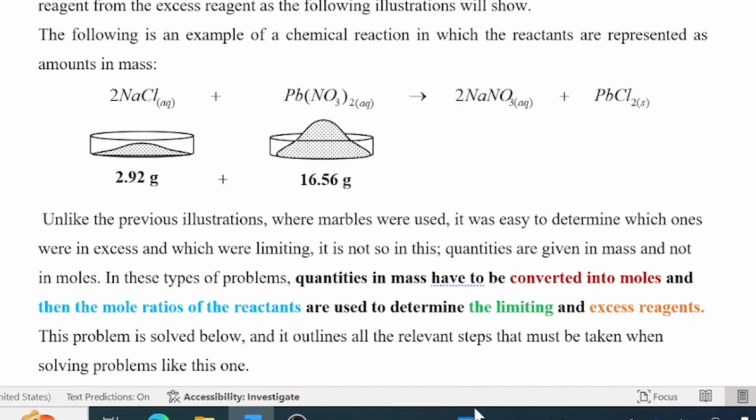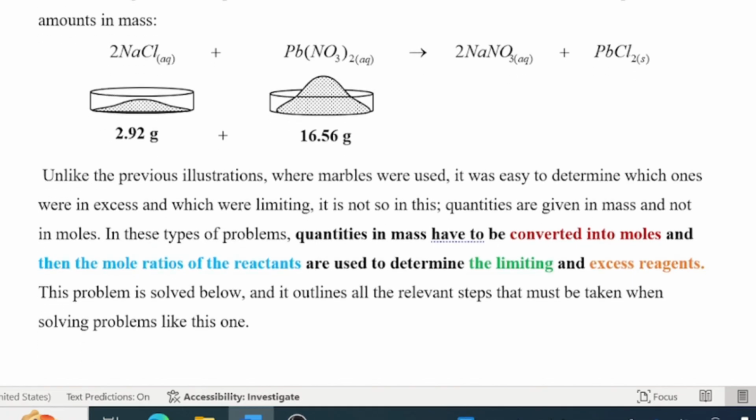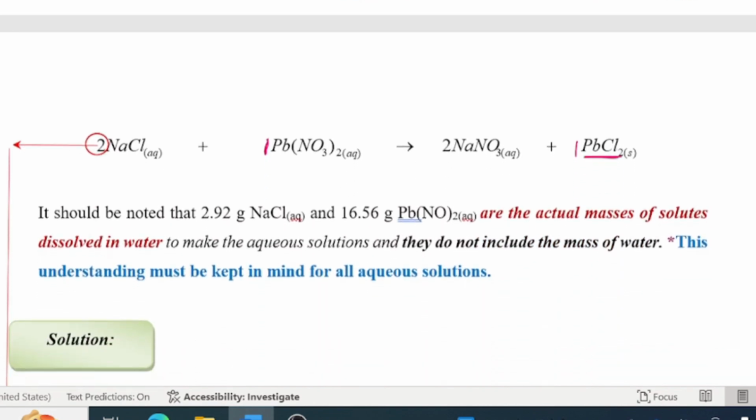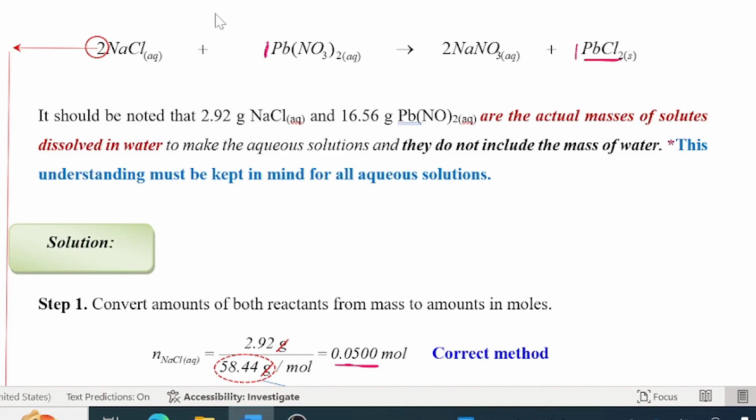Here now is where difficulty arises. You want to know what mass of lead(II) chloride is produced when... So this is our balanced equation here. You're having 2 moles of sodium chloride reacting with 1 mole of lead(II) nitrate to give you 1 mole of lead(II) chloride. The first thing you will do is to find the number of moles of each of these 2 reactants here, using these masses here.